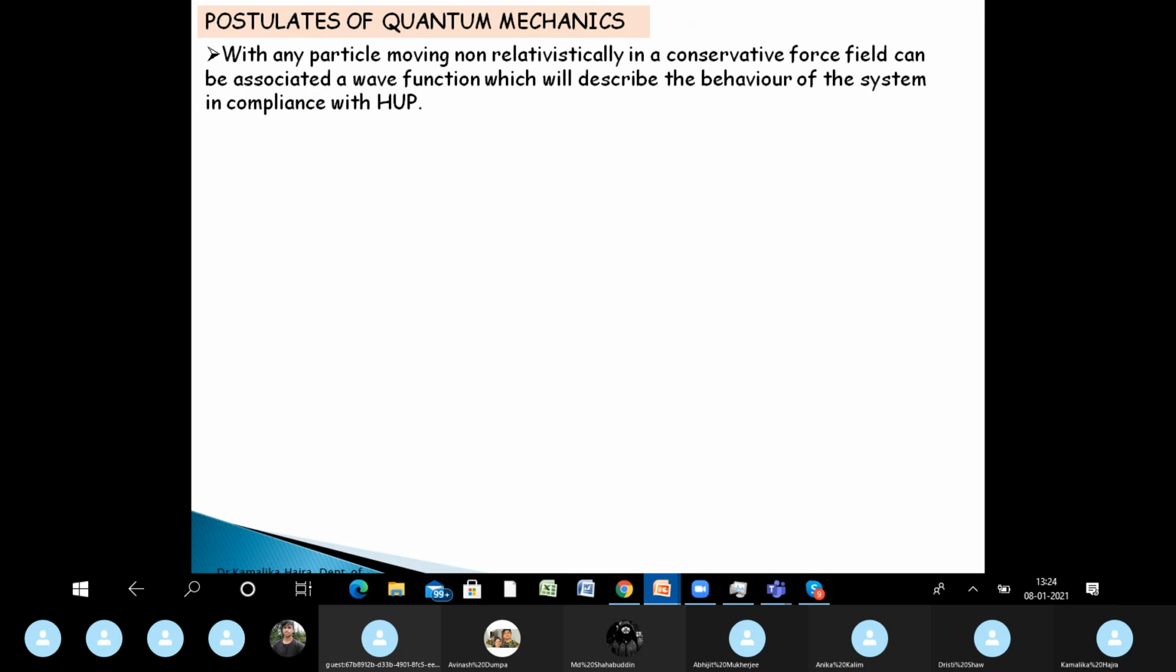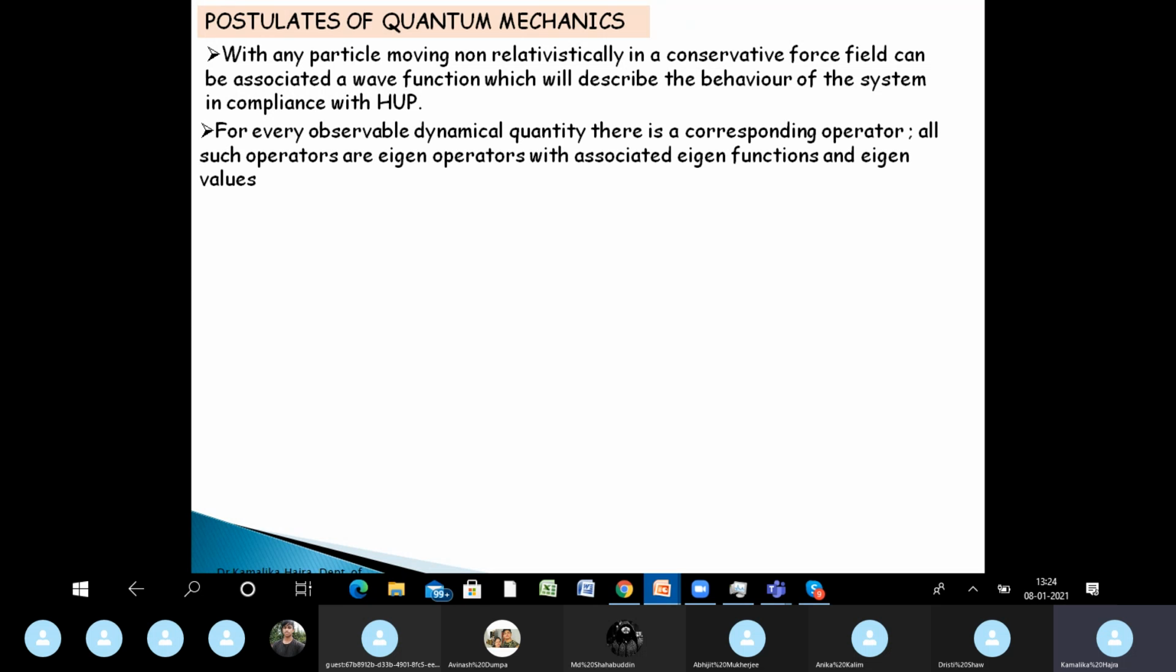First, any particle moving non-relativistically in a conservative force field can be associated with a wave function which will describe the behavior of the system in compliance with Heisenberg's uncertainty principle. This is almost the de Broglie hypothesis. So with every non-relativistically moving particle, we can associate a wave. The wave is formed by the superposition of several waves and it satisfies Heisenberg's uncertainty principle.